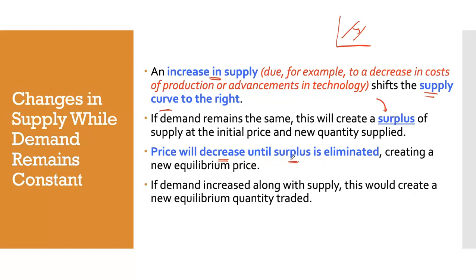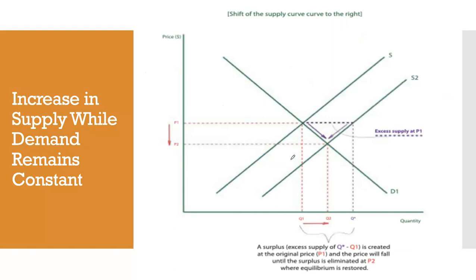Now, if demand increased along with supply, this would create a new equilibrium quantity traded, but we're just thinking about supply changing and demand remaining constant. So in this case, if there is an increase in supply, we have a shift to the right as we have gone from S to S2. If demand does not change, we are going to have this amount of surplus because there is a difference. We are not in equilibrium at price point 1, and there is a surplus of a certain amount.